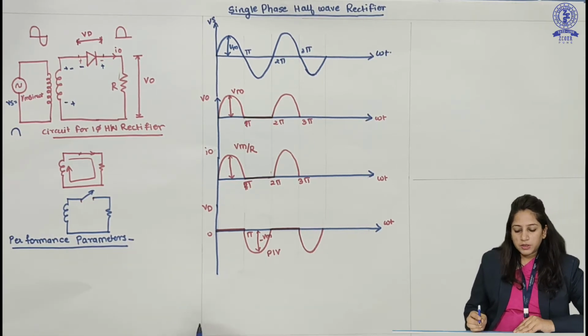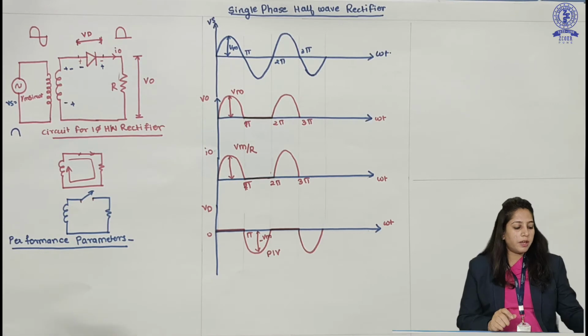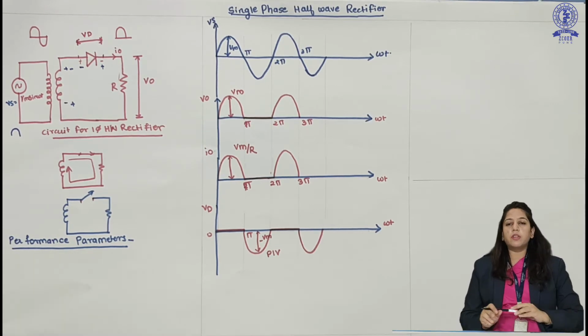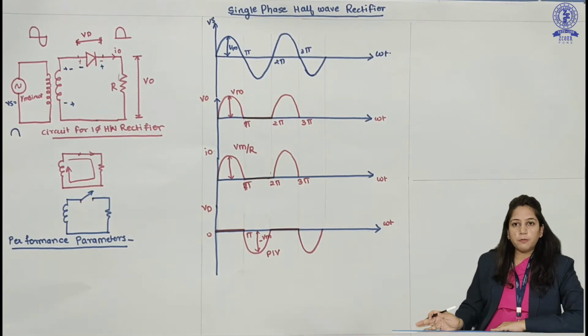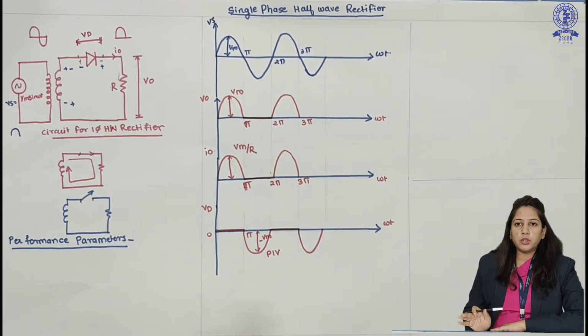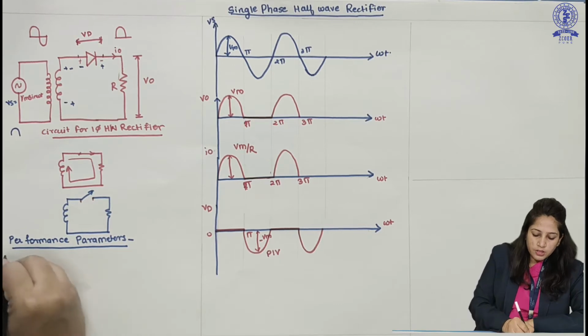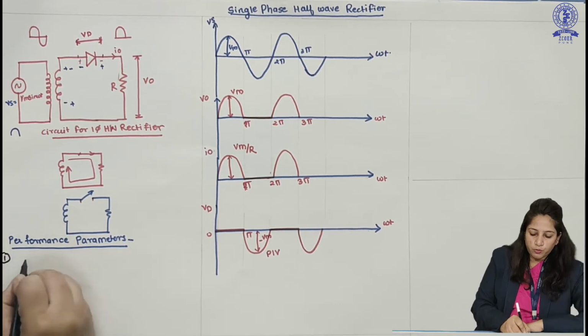Now what are these performance parameters? One by one we will note them down and list them out. These parameters will show how good a rectifier is in the rectification process, or they will show parameters from which we may choose the rectifier according to our application. So first is the average output voltage.